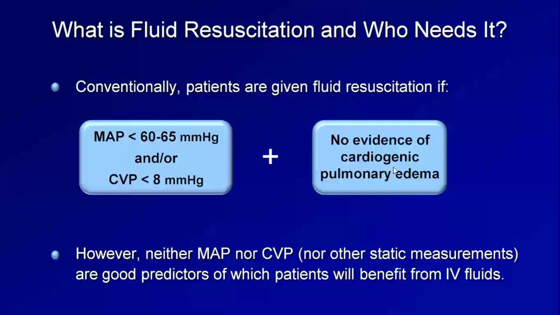However, it was newly discovered that neither mean arterial pressure nor jugular venous pressure are good predictors of which patient will benefit from IV fluids. The patient may appear hypovolemic by those vital signs and the jugular venous pressure reading, but after prescribing IV fluids, the patient doesn't get a beneficial effect from the IV fluids.